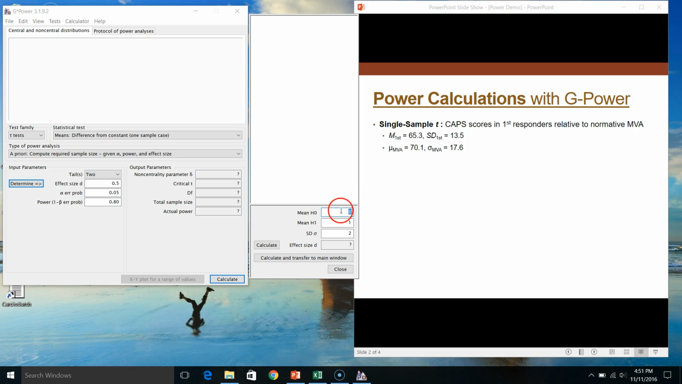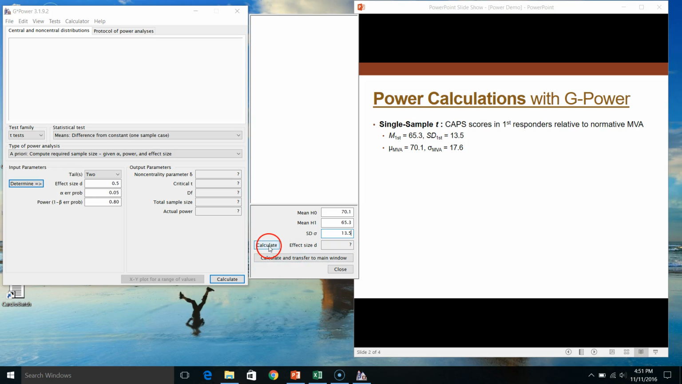Our mean under our null hypothesis is our reference value of 70.1, so here we're going to type in 70.1. Our mean under our alternative hypothesis is our mean for our first responders, based on previous research. We expect a mean of 65.3 in that group. And then our standard deviation. Because we're using a single sample t-test, we don't have an estimate of the variance in the population. We've got one in this example, but we wouldn't use that. What we would do is insert the standard deviation from our previous study of first responders. So we're going to set standard deviation at 13.5.